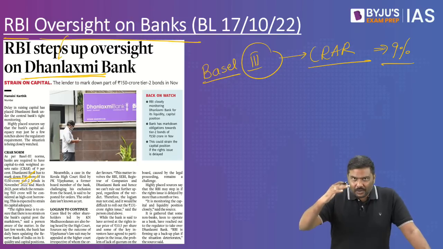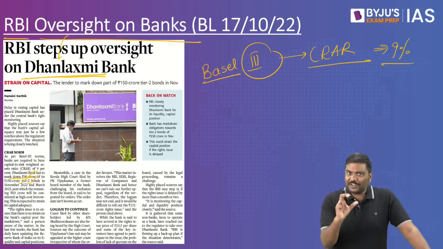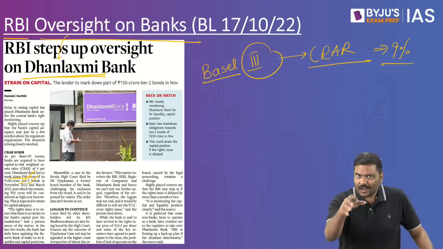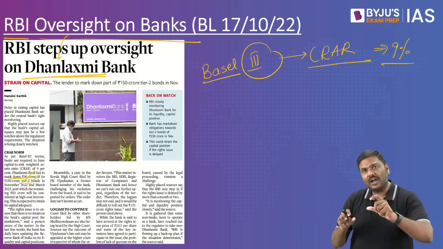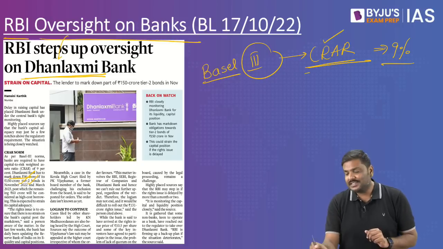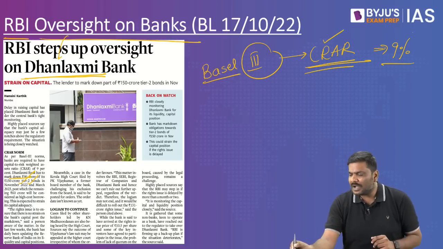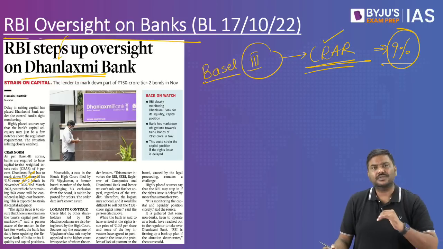And by reducing the value or marking down the value of tier 2 bonds, the amount of capital that is there with the bank automatically will go down. And when the capital that is available with the bank will go down, the credit to risk weighted assets ratio of the banking sector will come very close to this mandated 9%. It will come very, very close.